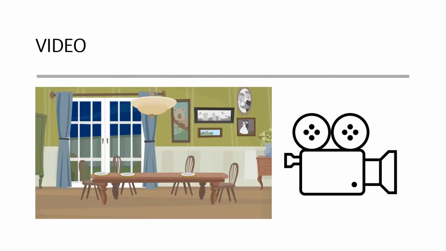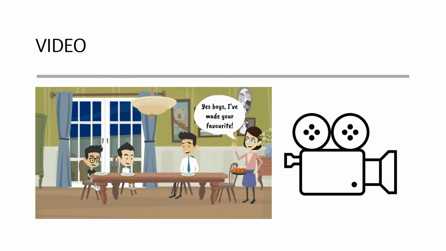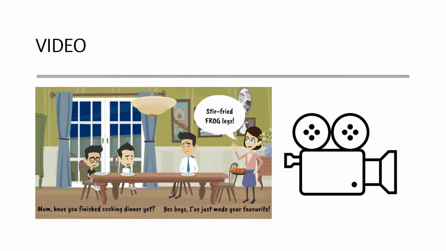The second function of the present perfect simple is talking about recent past events. We can also use just, already, and yet for emphasis. For example, Mum, have you finished cooking dinner yet? Yes, boys, I've just made your favorites.